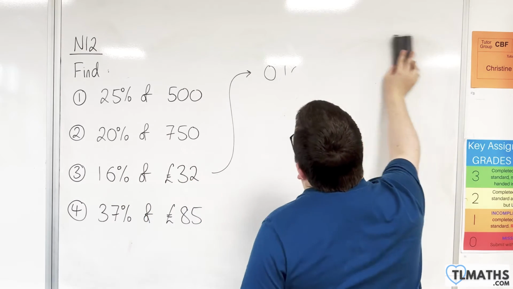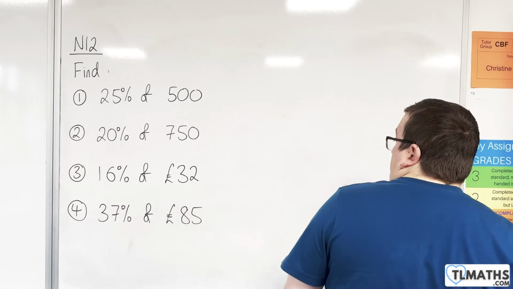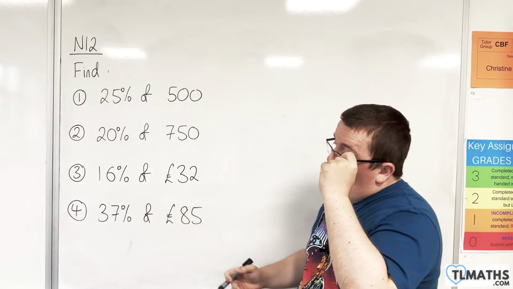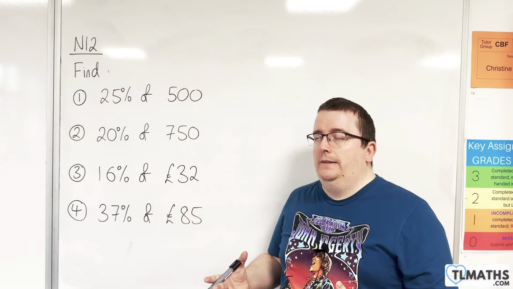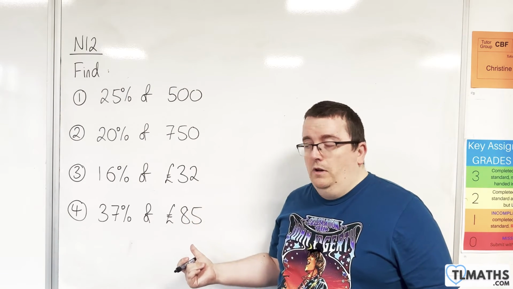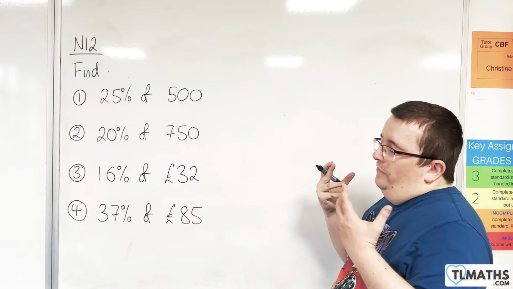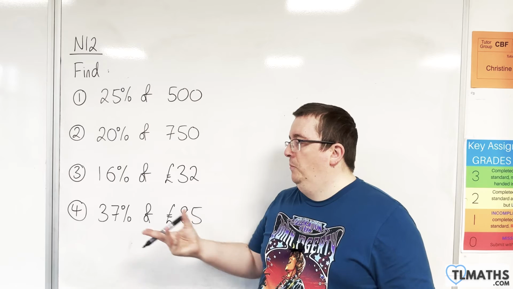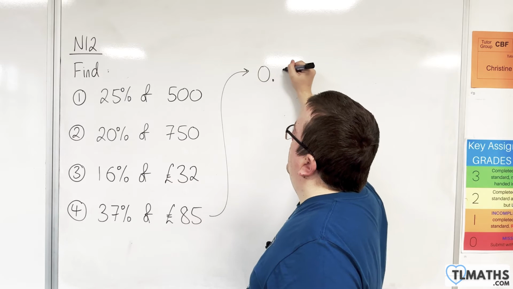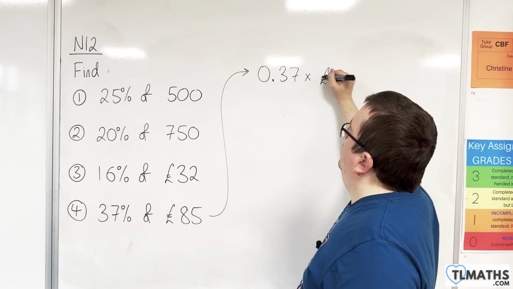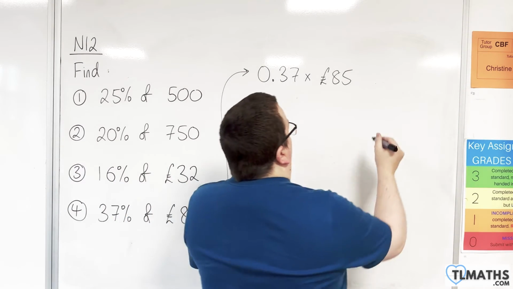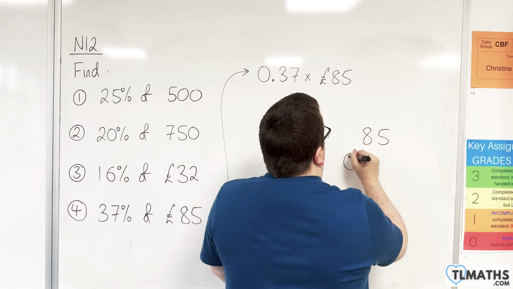Right, last one. We have 37% of £85. So again, you could think of this as 37 over 100 times by 85. So you divide the £85 by 100 and then multiply the answer by 37. That's essentially going to be as difficult as multiplying the decimal by the number. So it would be the same as saying, well, it's the same as 0.37 times £85. So if we do it that way, we've got 85 times by 0.37.